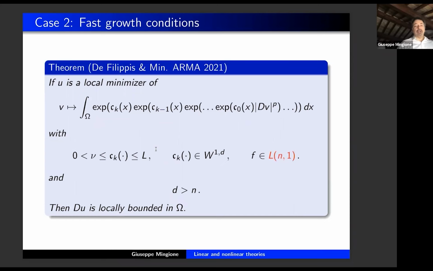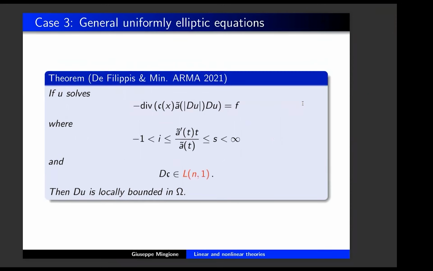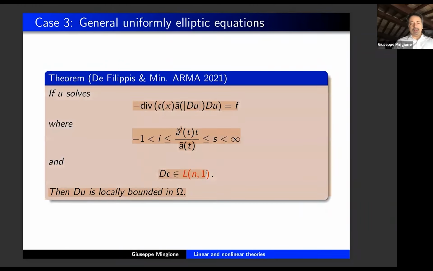And this holds for any general composition of exponentials with coefficients. There's a very general theory proposed in this paper that covers essentially all cases. And in particular, finally, when you have a uniformly elliptic setting, you go back to the usual space. F is in Ln1, but also the derivative of coefficients. So that's the story. That's the final story.